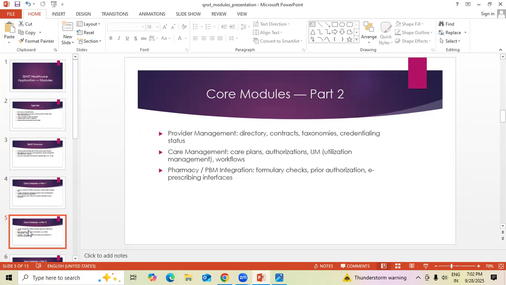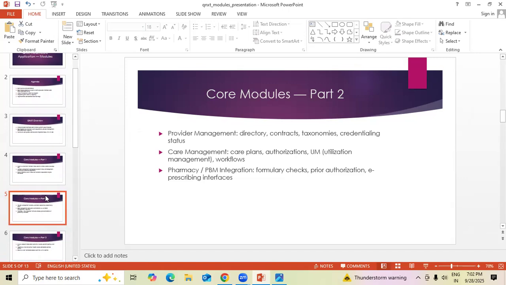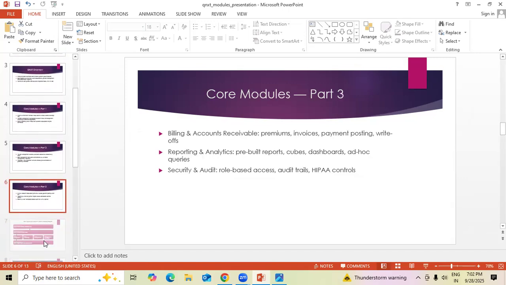Next, about pharmacy and PBM integration, because if you want to check any kind of formulary checks or any prior authorizations or any e-prescribing interfaces, everything will be part of the pharmacy and PBM integrations. These are the core modules you can see.